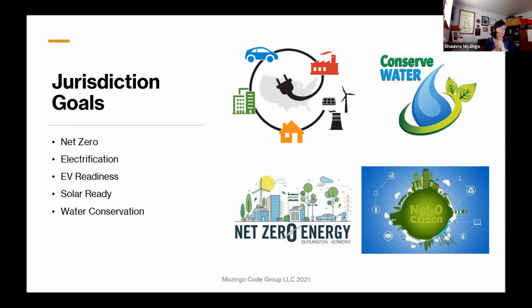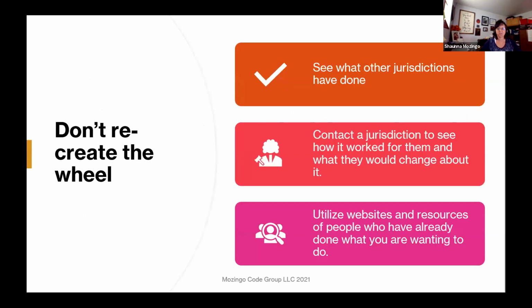So figuring that out. And then, a lot of people are talking right now about electrification of their buildings. So what does that look like? Or we want electric vehicles, or maybe we need to do some solar-ready preparedness, or we want to conserve water in our jurisdiction. There's all kinds of things that people are looking at when we're writing the code. So how do we build that into a code? Well, my first suggestion is to not reinvent the wheel, right? You do not need to start from scratch on this.